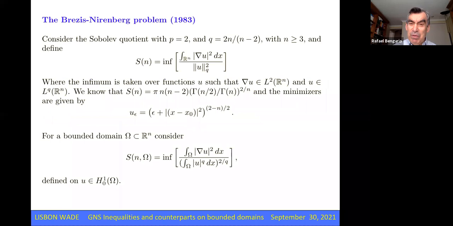So you consider the case of the Sobolev inequality when p is equal to two and q is equal to 2n over n minus 2. Perhaps the best known case is dimension three, where the exponent q is six. So you consider the infimum of this quantity here. And as I mentioned before, the sharp constant is given by this quantity in terms of gamma functions. The minimizers are given by this quantity.